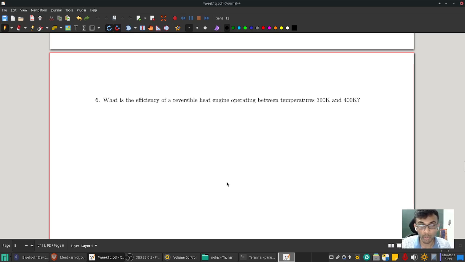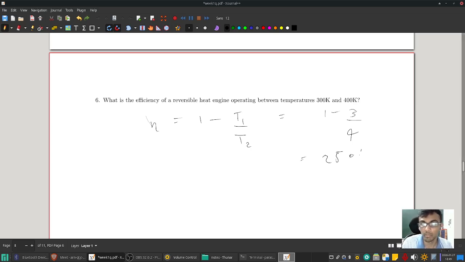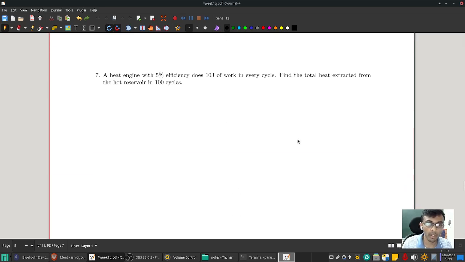Yeah, so I've also included a couple of questions on heat engines, since it is there in the week 1 syllabus. Yeah, so it's a reversible heat engine operating between two temperatures. The efficiency is this, which is 25%. Okay.